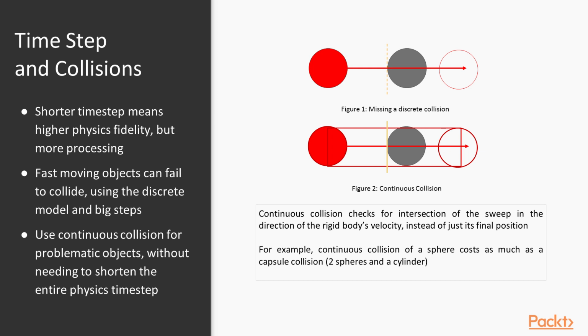Instead, we apply a continuous collision detection model to the object experiencing the issue. This causes the collision algorithm to test against a volume swept along the rigid body's vector of motion. For example, with a sphere, a capsule test would be used. A capsule is a sphere at the start and end points with a cylinder in the middle.